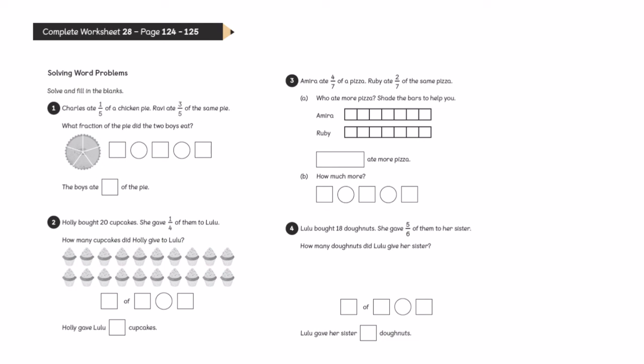Now it's time for your independent practice. You will notice that we have skipped out a few lessons. Don't worry about this. We'll look at them when we're all back together in school. Today, I'd like you to go and complete worksheet 28, pages 124 and 125. For questions 2 and 4, you'll need to think back to what Miss Lopez taught you last week. You might want to check the videos if you're struggling to remember, or you can send us a message on Class Dojo and we can help you.